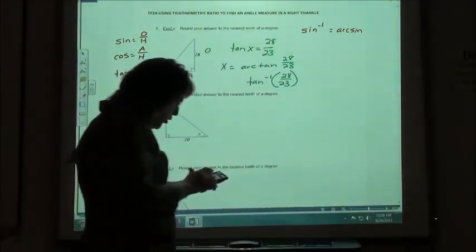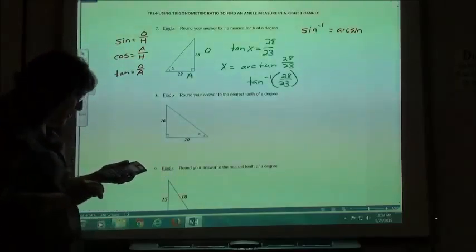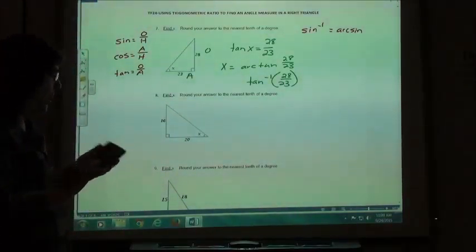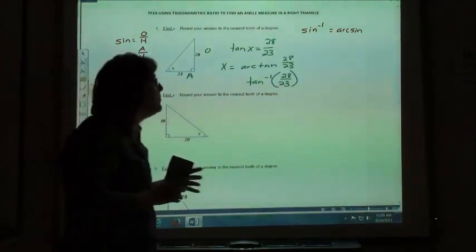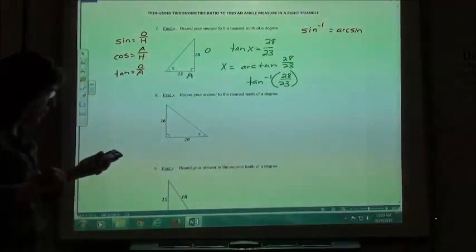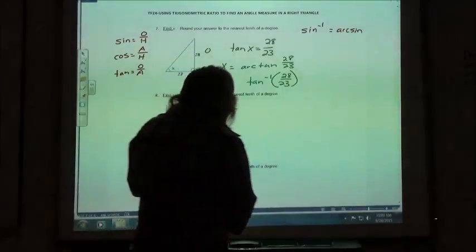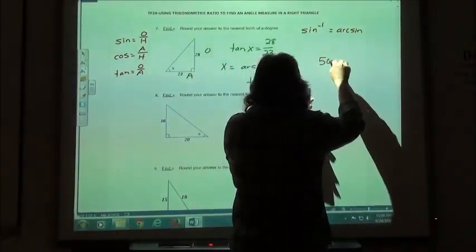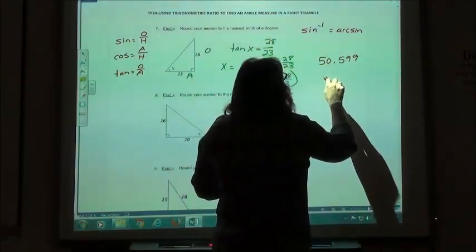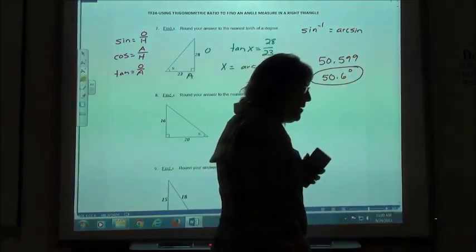So we are going to do shift tangent to get the inverse tangent, or arc tangent, of 28 23rds. And on the Casio, you have to use the fraction button. If you use division, then you really do need the parentheses. But if you use the fraction button, you don't have to have it there. On my calculator, I'm ending up with 50.599. We're rounding to the nearest tenth, so we would say 50.6 degrees is my answer.